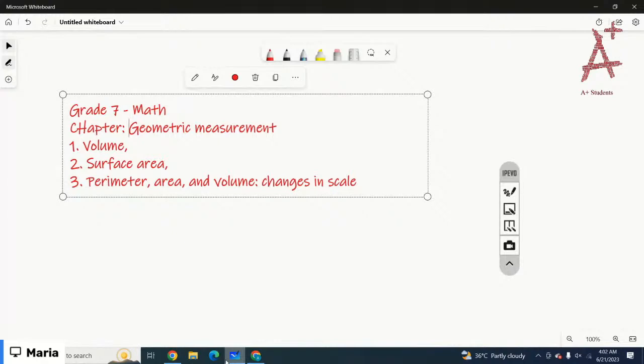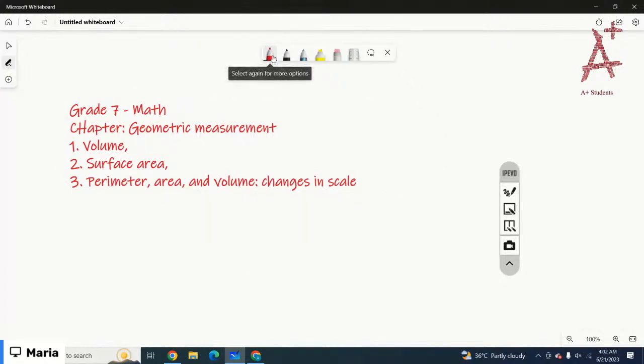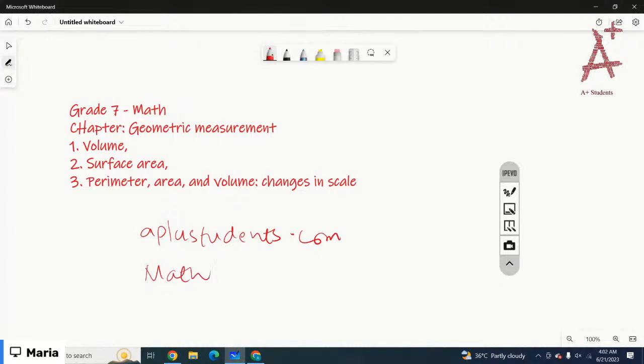So, we are here for grade 7 maths. You can find all the lessons on aplusstudents.com. You have to log in there using your email address and password as provided by the administrator. You have to select math from the subject tab. Scroll down to grade 7 and then click on view all lessons. There you can find a list of the chapters.